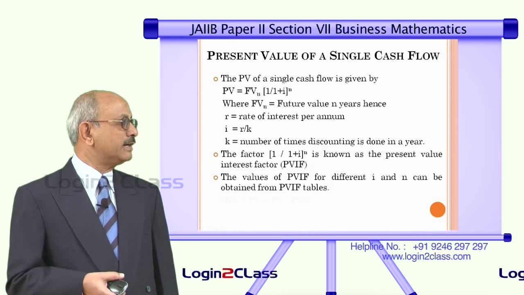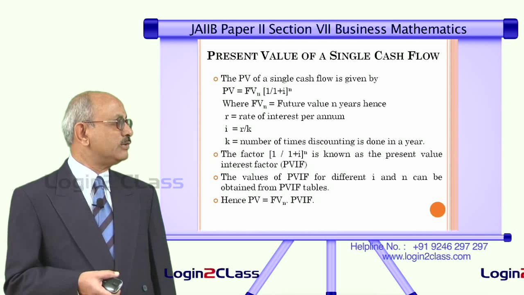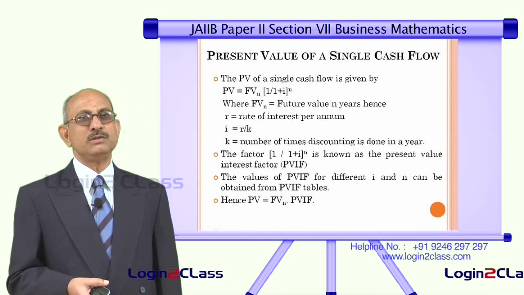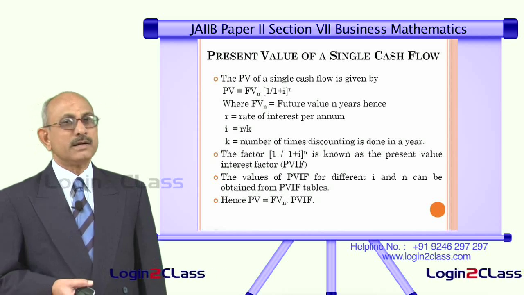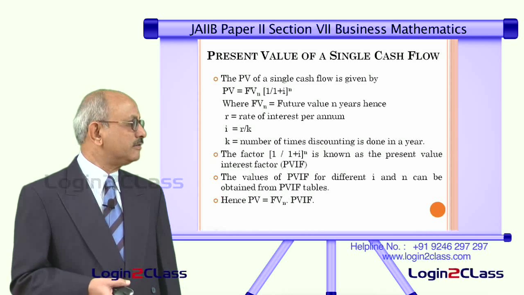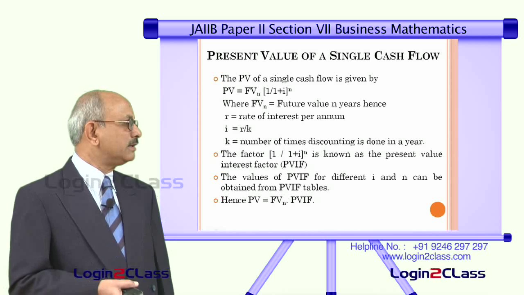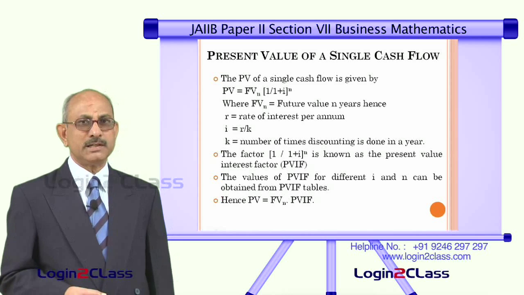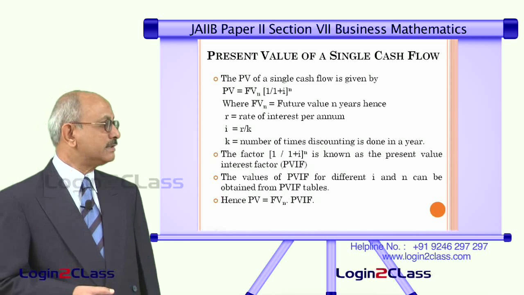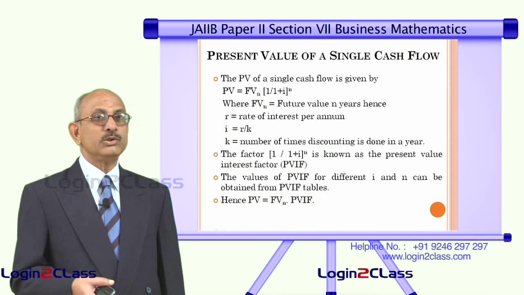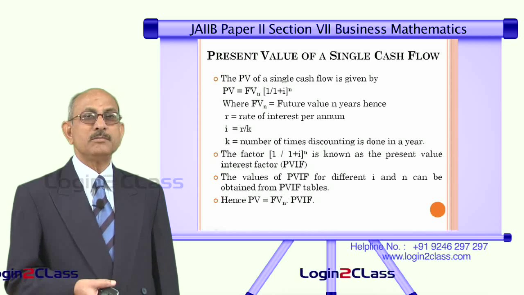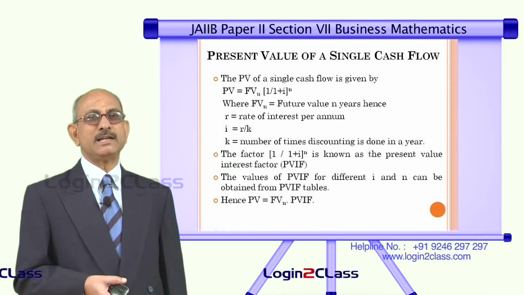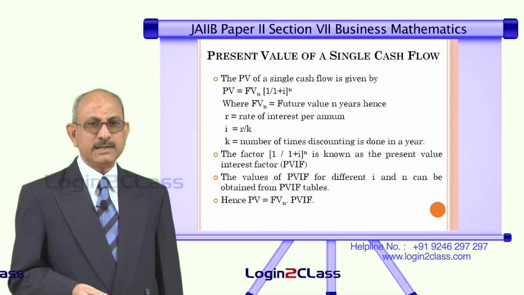The factor 1 divided by (1 plus I) raised to n is known as the present value interest factor. So, here what we do is take the present value as equivalent to the future value into the corresponding present value interest factor, which you can get from the tables given I and n. Those tables are given in any of the textbooks. Suppose I is 10% and n is 5 years. You can look at the table and find the value of the present value interest factor for 5 years and 10%, and multiply it with the cash flow to arrive at the present value of that single cash flow.